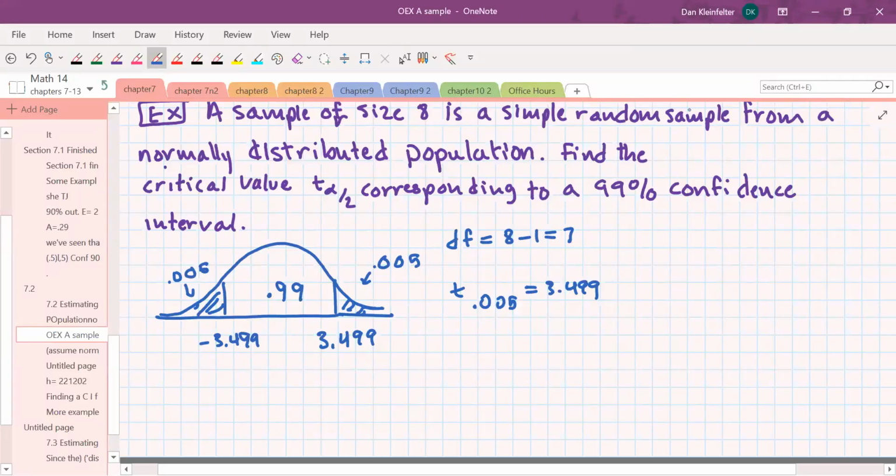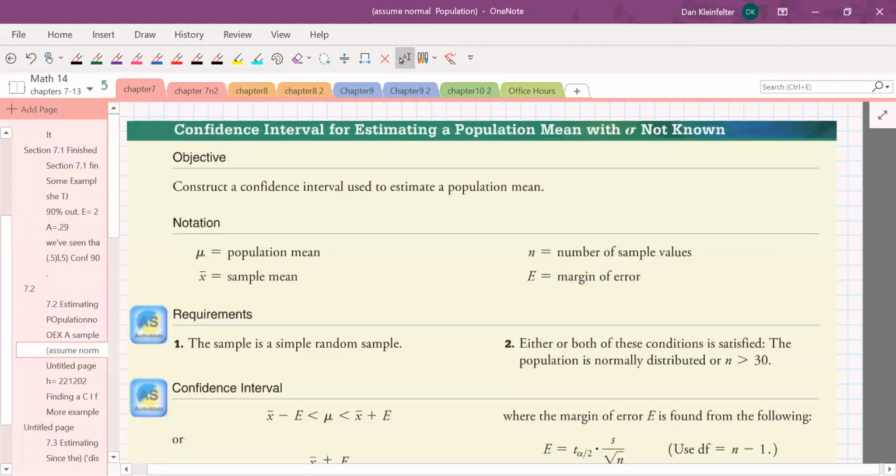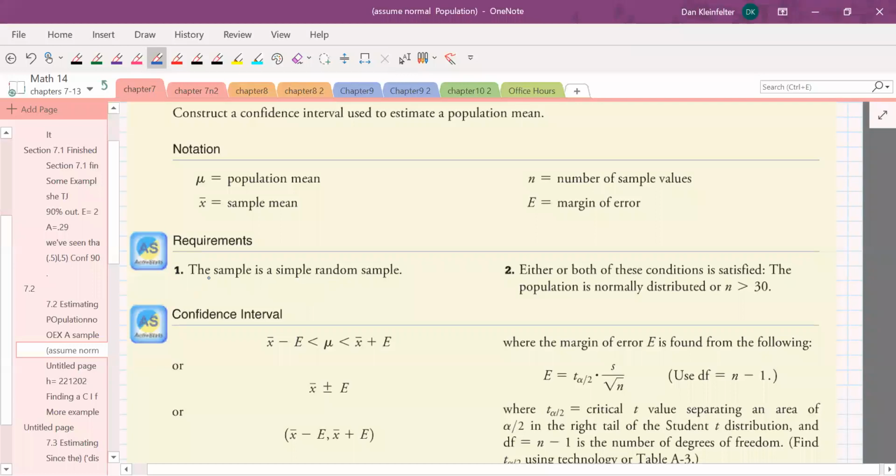Okay, so now we're ready to try to find a confidence interval for mu. So the fine print from the book. This is going to be the process for where we don't know sigma, which is the more realistic case. The players: mu is the population mean, x bar the sample mean, n is the sample size, capital E will be the margin of error. Our requirements, we need to have a simple random sample, and we need to have the population either being normal or the sample size being bigger than 30.